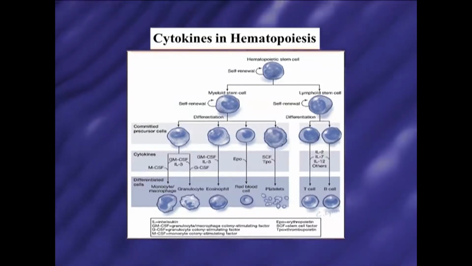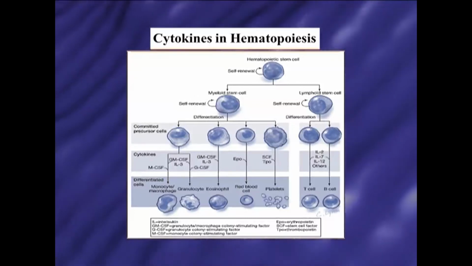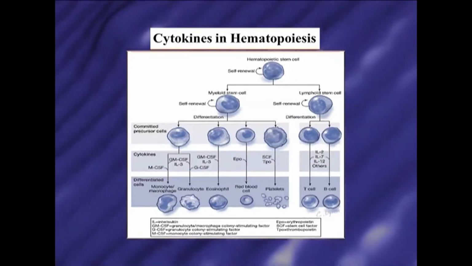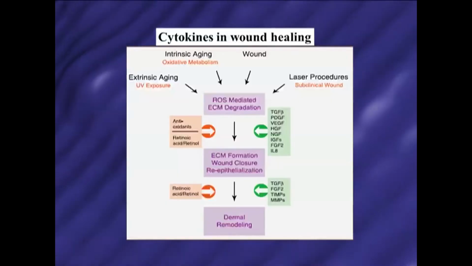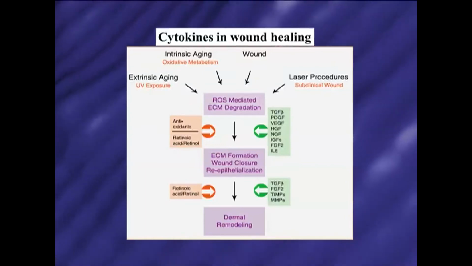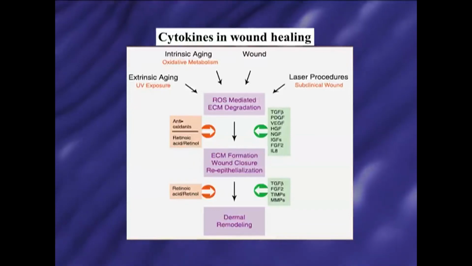From hematopoietic stem cell, all different blood cells are generated, and this generation of different blood cells is dependent on the specific cytokines secreted by the precursor cells. Cytokines are required for wound healing. Wound healing requires a number of interleukins, also TGF beta, that is transforming growth factor beta, and all these are secreted from activated macrophages and other immune system cells.